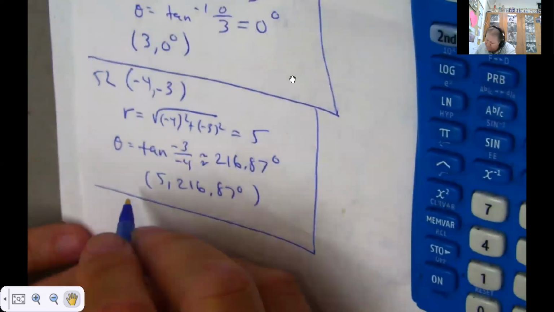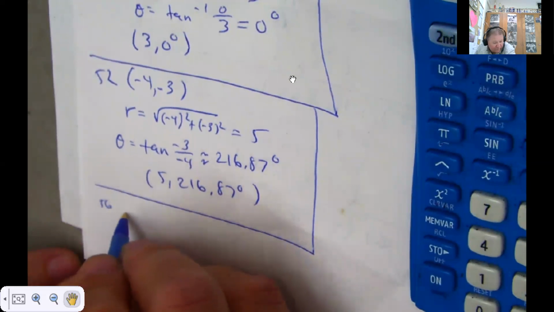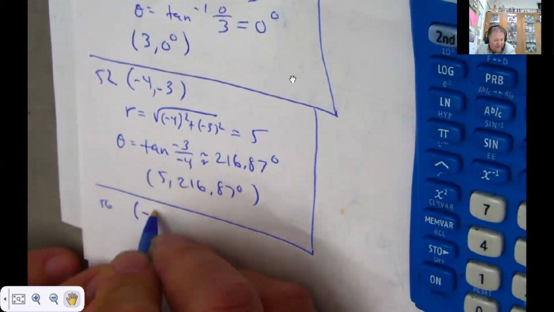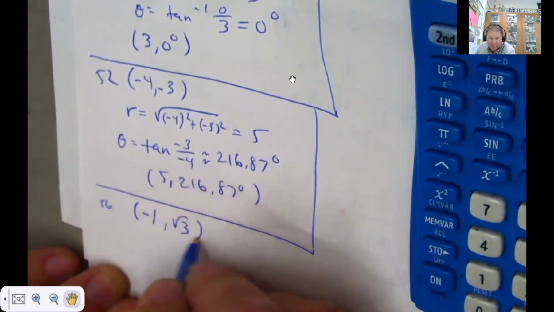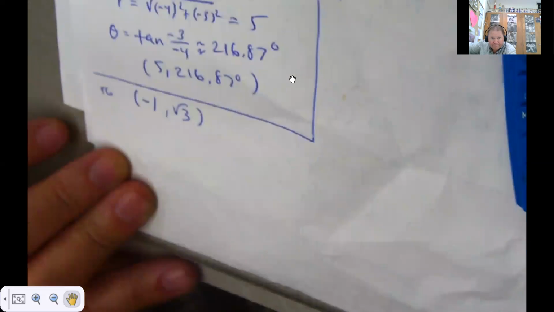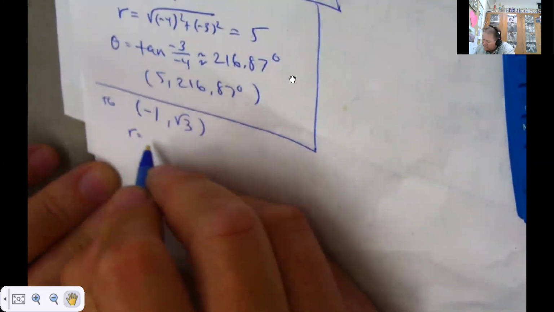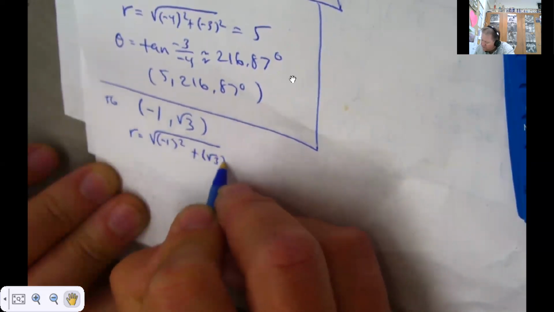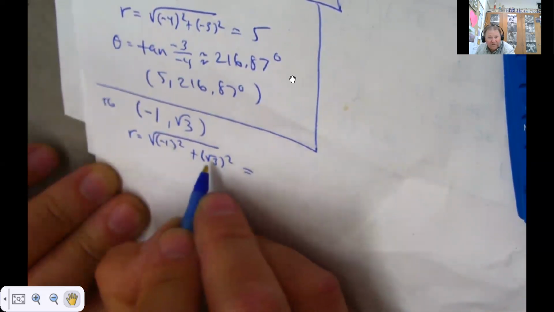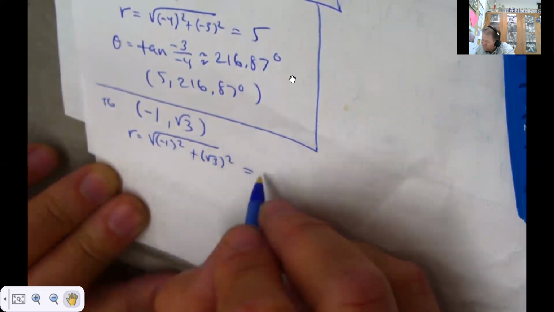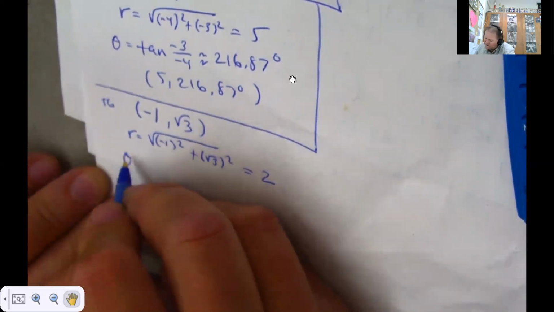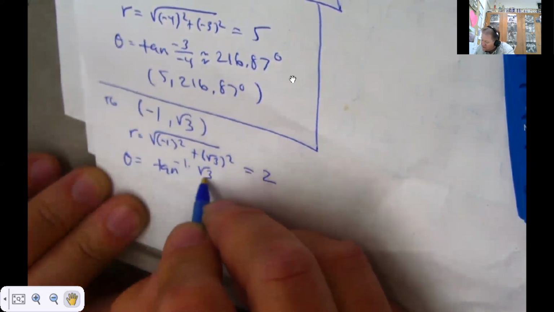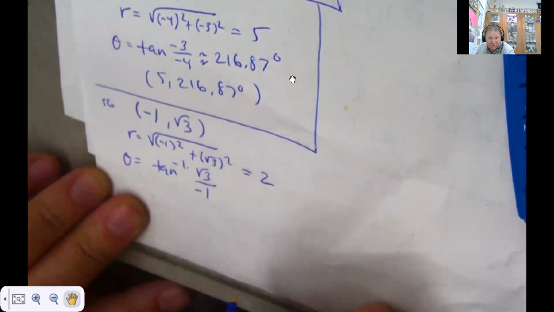And 56, that's a unit circle value I recognize. The ordered pair is the x value is -1, the y value is √3. So r is going to be the square root of -1 squared plus √3 squared, which is 1 plus 3, which is 4, and the square root of 4 is 2. And theta is going to be the arctangent of y over x, which is √3, right?